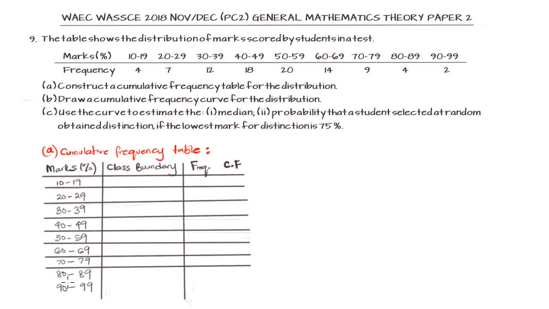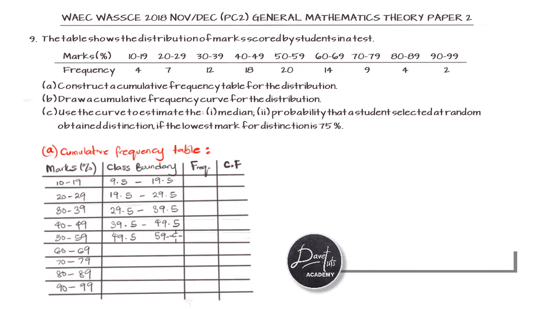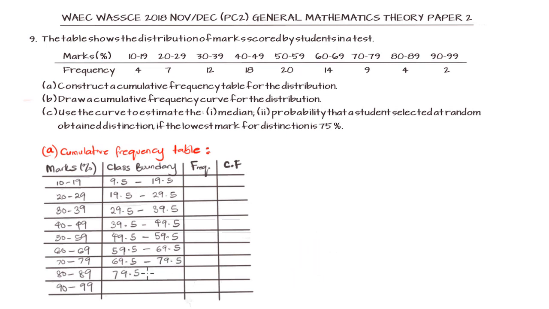Now, for the class boundary, we have 10 as the least mark in the first case and 19 as the highest mark. We subtract 0.5 from 10 and add 0.5 to 19 to get the lower class boundary and the upper class boundary respectively, and we do this for each of the entries as being shown in the table. So we have 39.5 to 49.5 and 49.5 to 59.5, and like that we can populate the table of the class boundary for each range of marks that was scored by the students in the test.